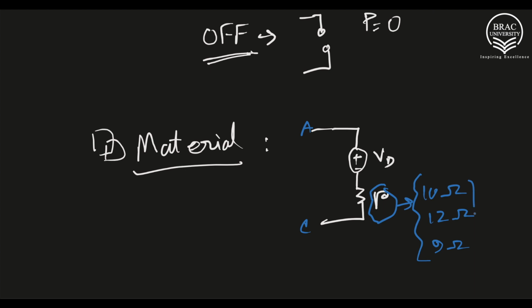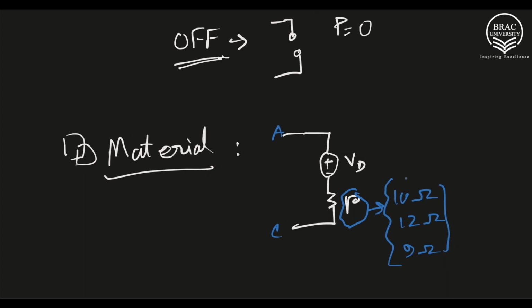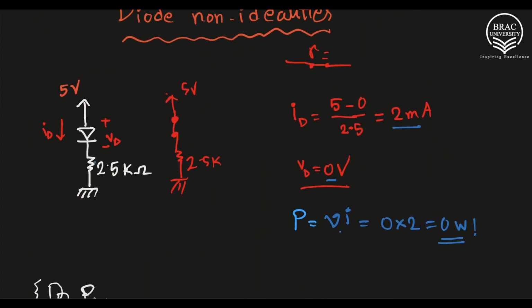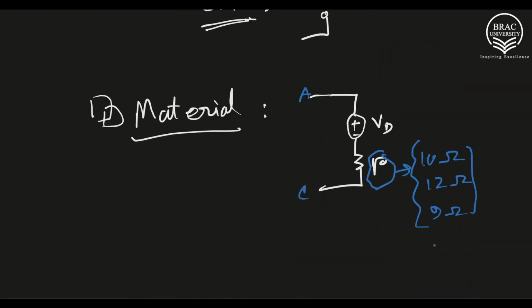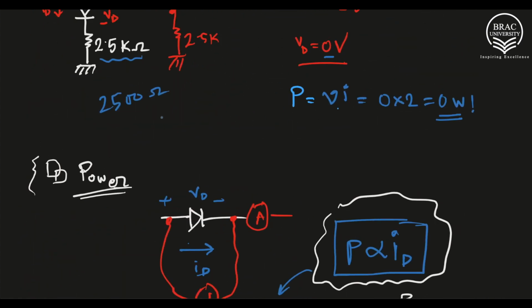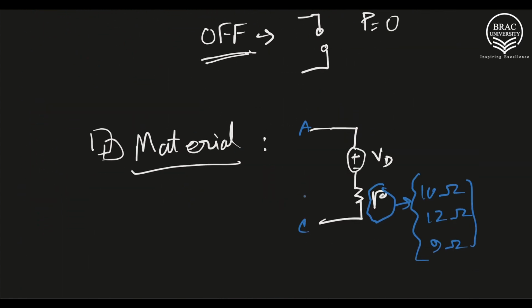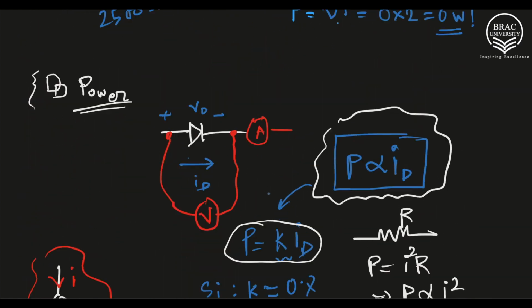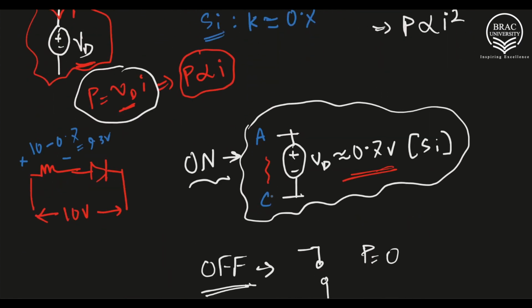This is a very small resistance compared to the resistances that we connect in a diode circuit. For example, in this case, the resistance is 2.5 kilo ohm or 2500 ohm. So 10 ohm compared to 2500 is very small. In most cases, we can ignore this resistance, but for a more accurate model, we should include it. So these are the two non-idealities that a real diode has.